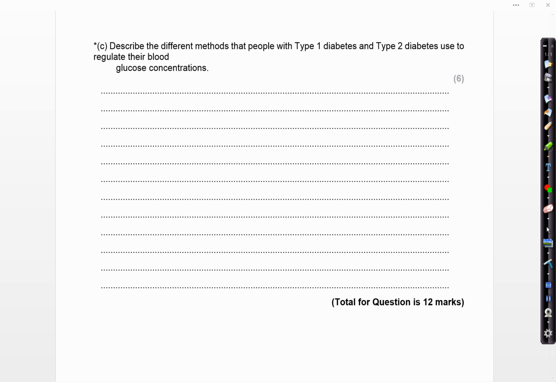Okay, so the next question is a 6-mark question. Describe the different methods that people with type 1 diabetes and type 2 diabetes use to regulate their blood glucose concentrations. So I'm not going to write a full answer here, but what we'll do is we'll compare type 1 with type 2 diabetes. So for type 1, what do we need to say? Well, these individuals can't produce insulin. So we need to state that. Can't produce insulin. Okay, so the pancreas can't produce insulin.